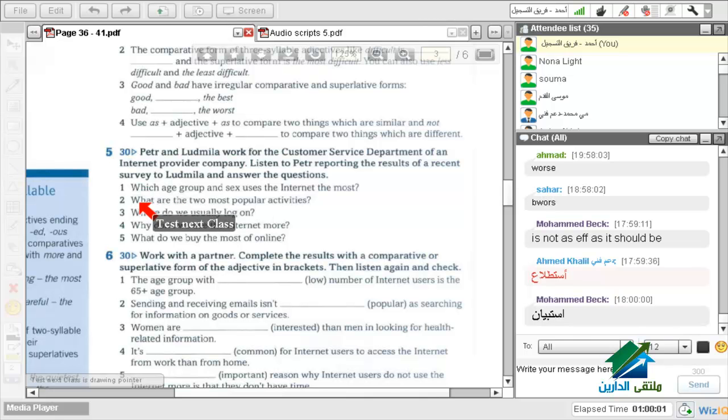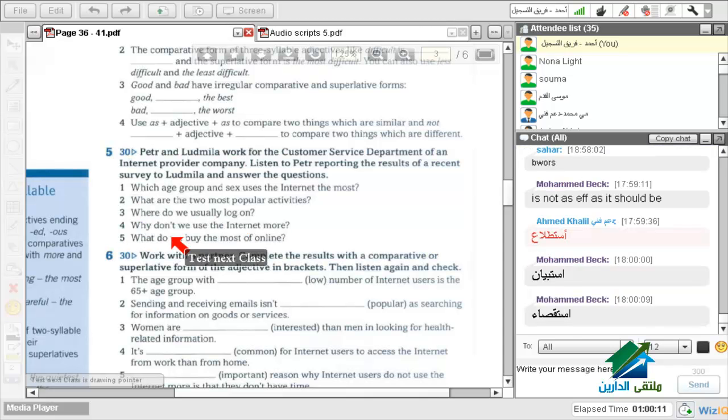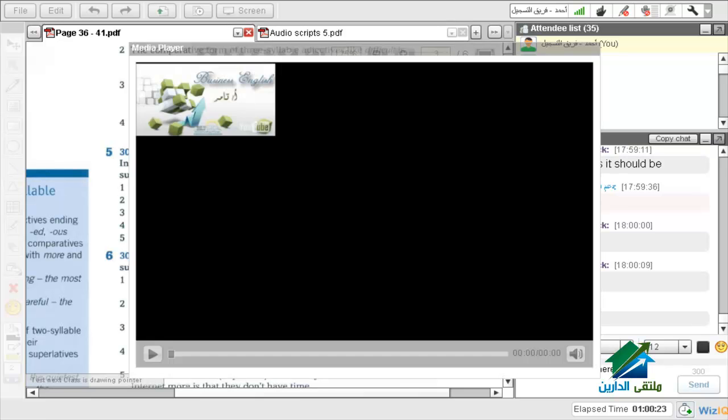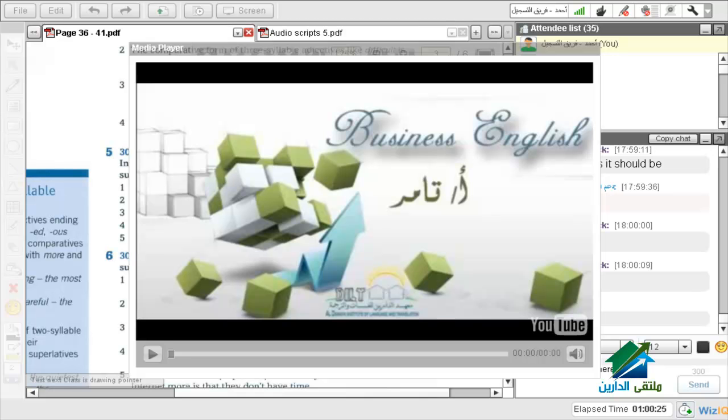I will read the questions here. Which age group and sex uses the internet the most? What are the two most popular activities? Where do we usually log on? Why don't we use the internet more? What do we buy the most of online? Please play the track and listen well and try to answer from the first one time only, please. One listening.